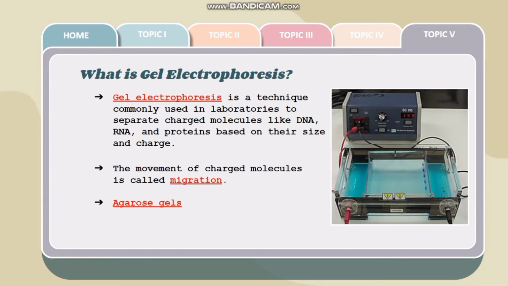In order for us to know more of these methods, I'll be discussing to you first the gel electrophoresis. What is gel electrophoresis? Gel electrophoresis is a technique commonly used in laboratories to separate charged molecules like DNA, RNA, and proteins based on their size and charge. On the right side, you can see a sample image of a gel electrophoresis. The movement of charged molecules in this method is called migration, and agarose gels are typically used to visualize fragments of DNA. These gels are made up of polysaccharide called agarose.